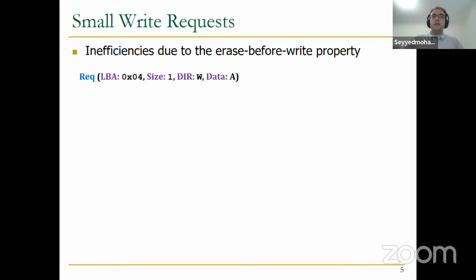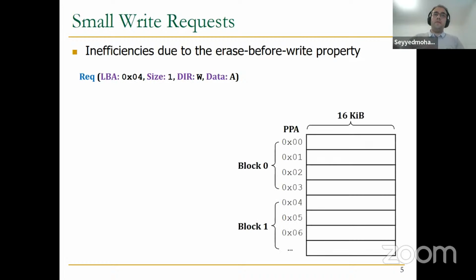Here, consider that we want to write to logical block address 4 with size 1. So the number of sectors, or OS-level I/O blocks, that we want to write is 1, and the data that we want to write is A. So here we want to write only one 4 kilobyte data at the starting address of 4.